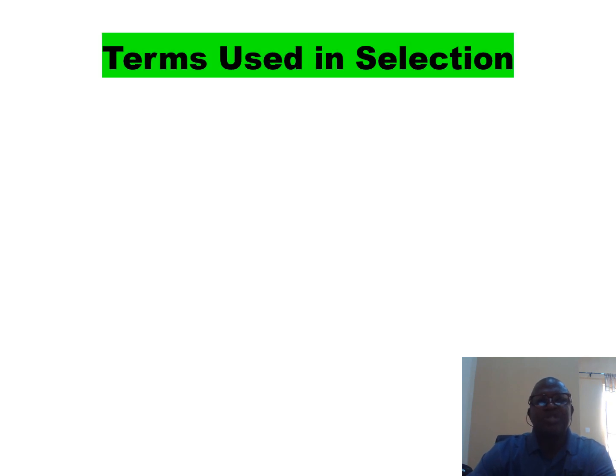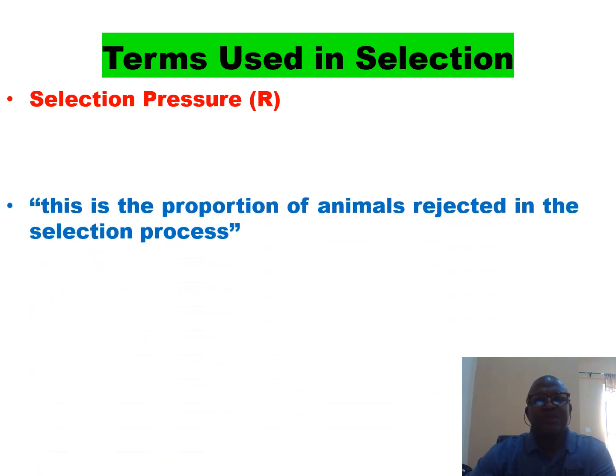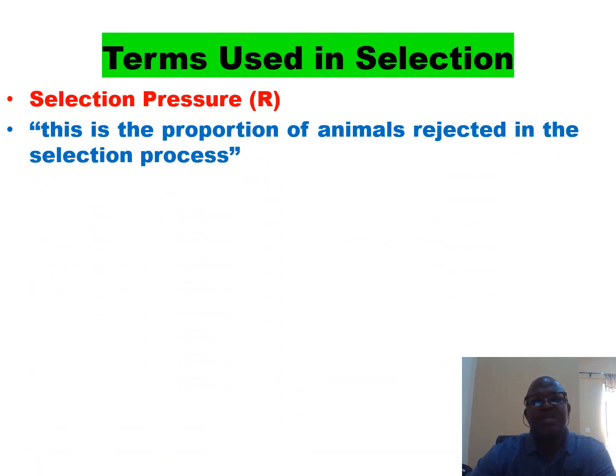So we want to look at some terms that are used in selection. There are some common terms that we use in describing some of the measures that we take in selecting animals. The first one is known as selection pressure. This is defined simply as the proportion of animals that are rejected during the selection process. In other words, selection pressure is felt by the number of animals that are rejected during the selection process.